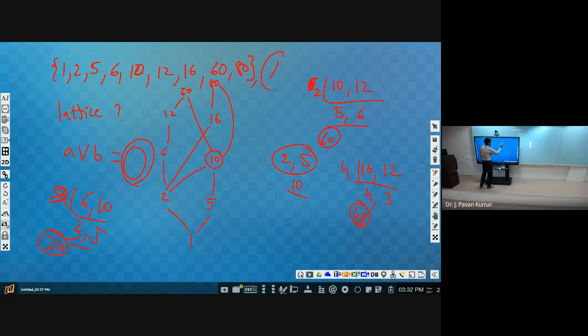With respect to this division relation, this is the additional property a lattice will be having. If there exists a lattice, definitely we will be getting this kind of property. LCM we will be getting. Similarly, meet, if you consider 2 and 5, 2 meet 5, 1, isn't it? Next 6 meet 10. What is the meet? 6 meet 10.